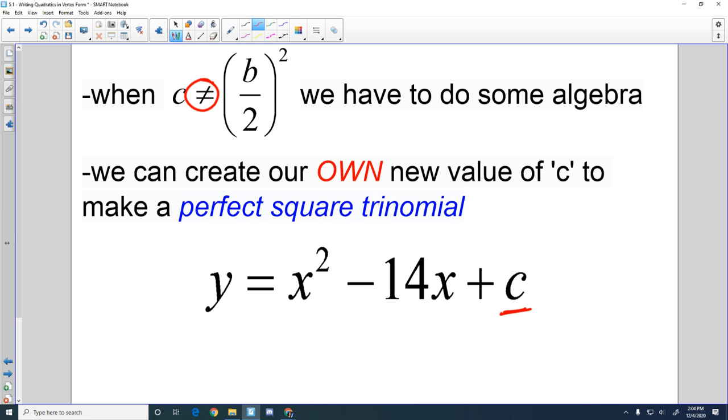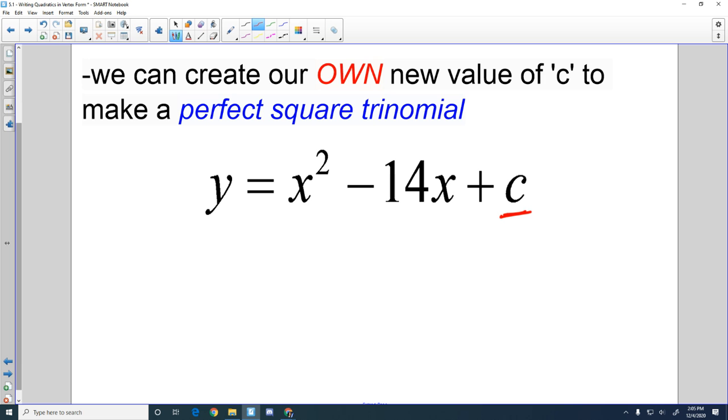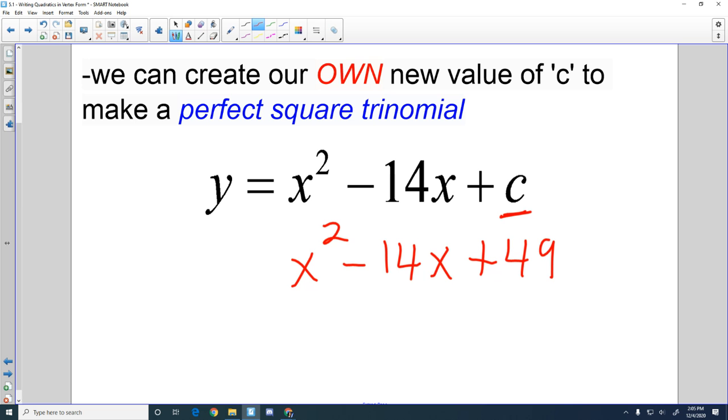Okay, did everyone follow along? She said take half of 14, which is 7, then square that number. And well, negative 7 times negative 7 is a positive 49. So if C were a 49, we'd get x squared minus 14x plus 49. That's a perfect square trinomial now, isn't it?